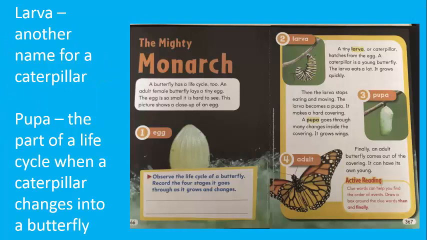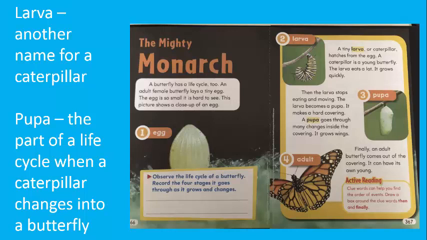On page 366 and 367, we have our last two words. The first word is larva. That's another name for a caterpillar. The term comes from a word meaning ghost or mask, perhaps because the larva is just a hint or ghost of the adult to come.